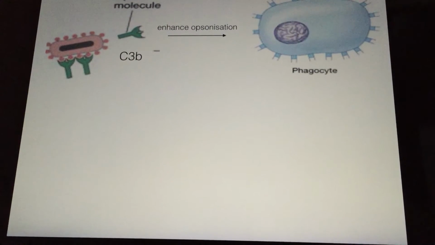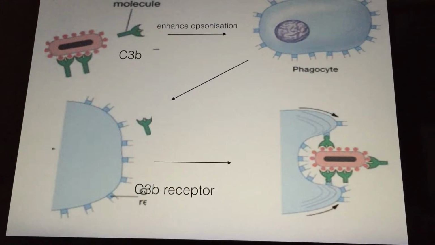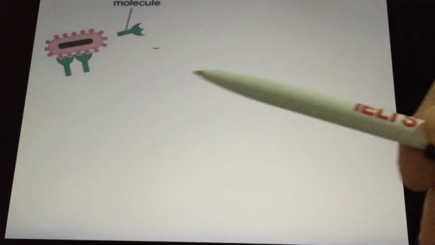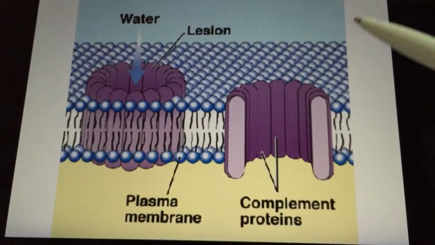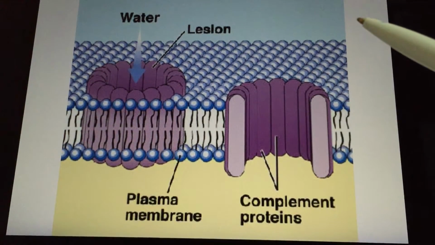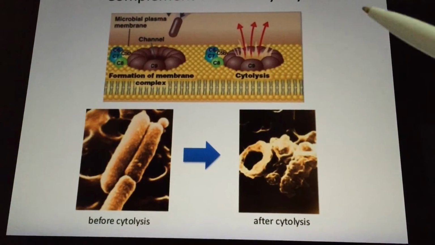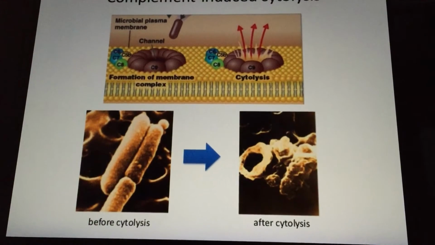The phagocytes have special receptors called C3b receptors to enhance the phagocytosis and produce the membrane attack complex. This is before the cytolysis, and this is after the cytolysis.